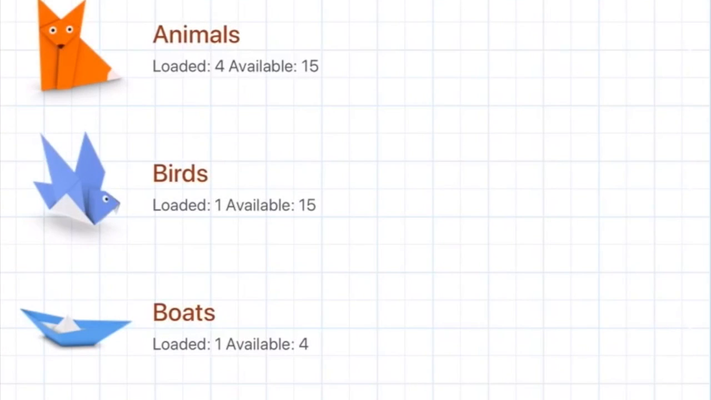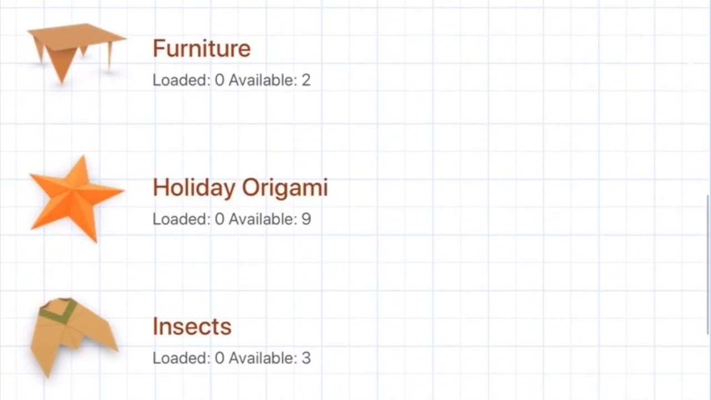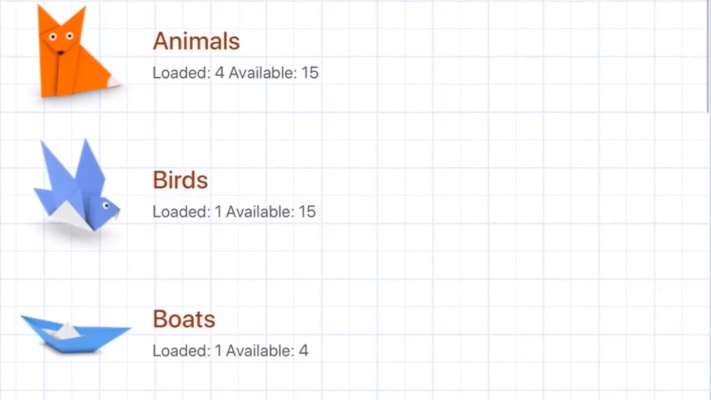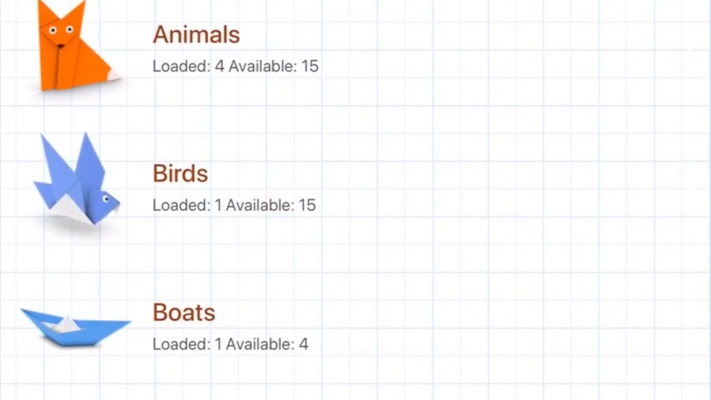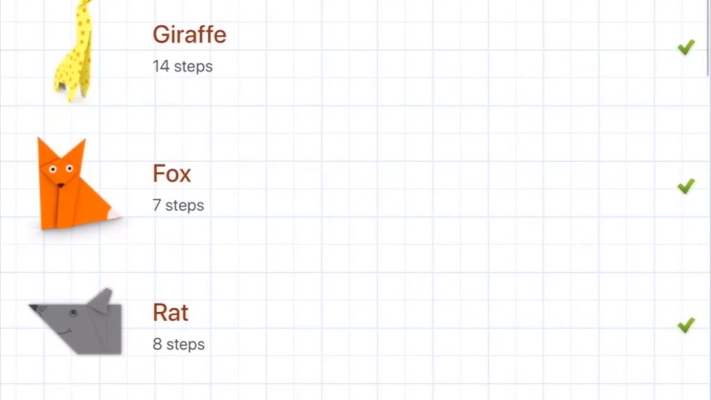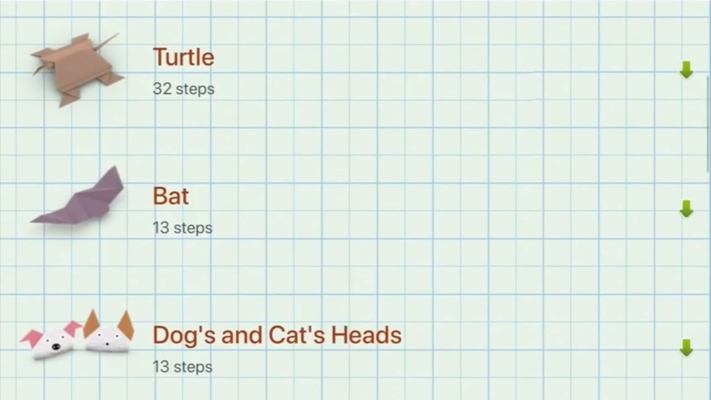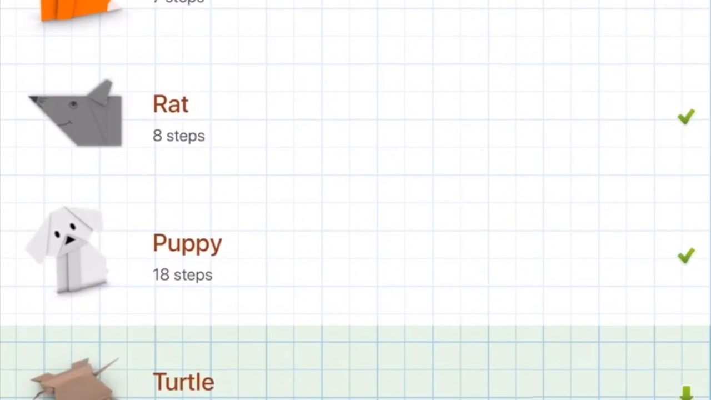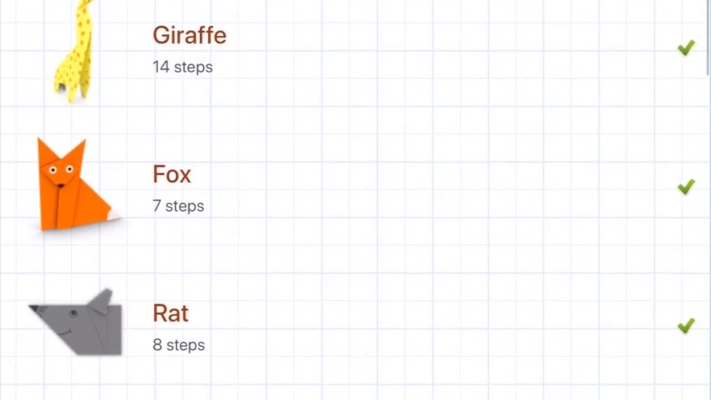You're going to be brought to a list of projects that come in lots of different categories. So, let's say I want to do an animal. I'd click on animal, and it brings me to a list of animals that I can make. Now, some of them you have to download, but that's okay because they're all free. Just make sure you ask for permission before you download.